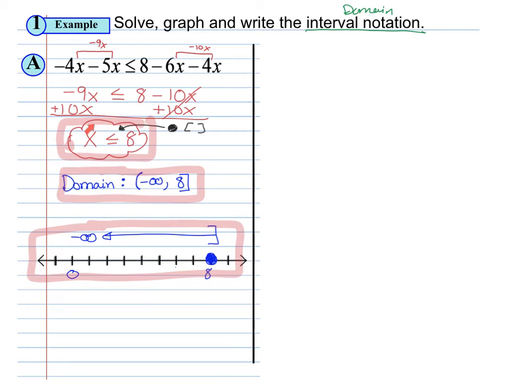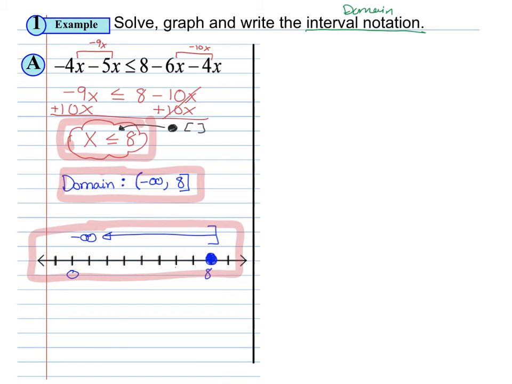This is saying all x's that make this statement true are less than or equal to 8. All the numbers that are less than 8 go to negative infinity. So this is why we have negative infinity to 8. And we have a bracket on 8 because this was the little equal sign.